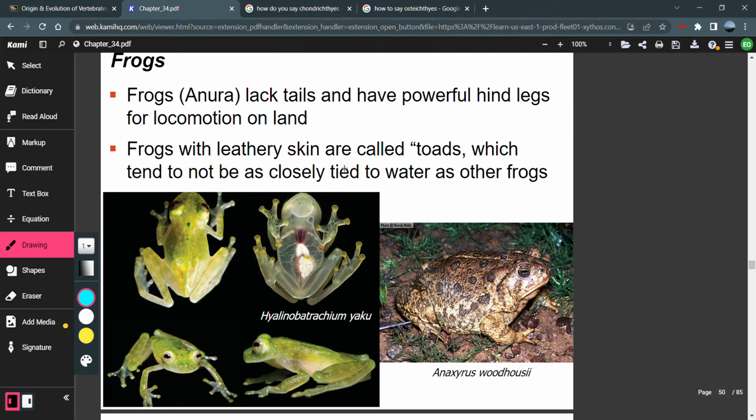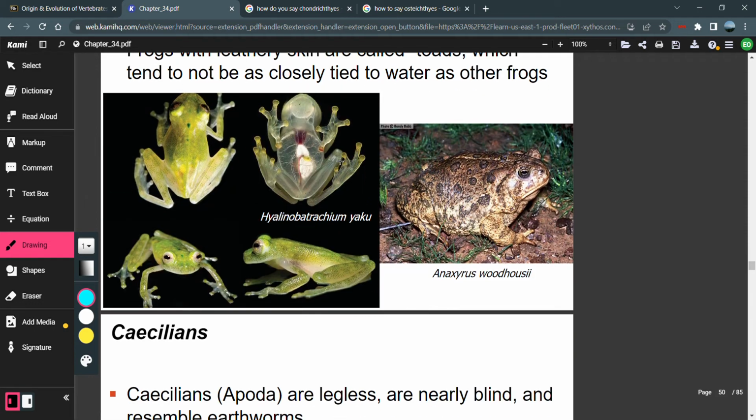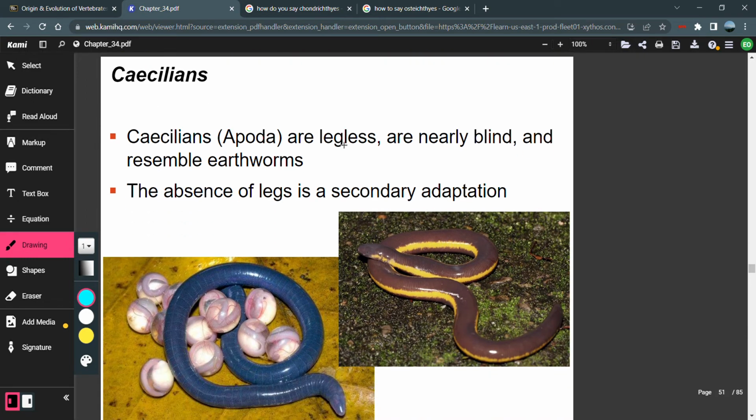So frogs are newer, lack tails, and have powerful hind legs for locomotion on land. Frogs with leathery skin are called toads, which tend to not be as closely tied to water as other frogs.